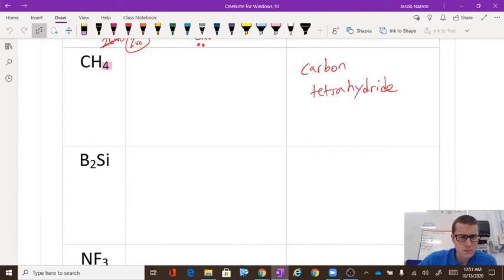Use your prefixes, use your common sense. Carbon, it's in group 14. It's going to get 4 valence electrons. Hydrogen is in group 1. So it gets 1 valence electron, but there are 4 of them. So we'll multiply it by 4. We get 8 valence electrons to deal with. Okay, that's it. That's all we're doing over there.